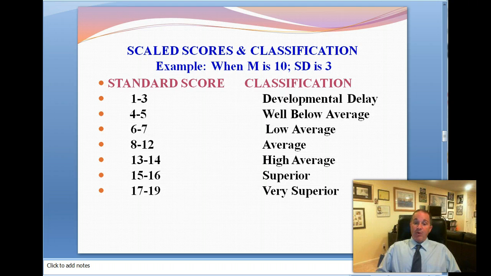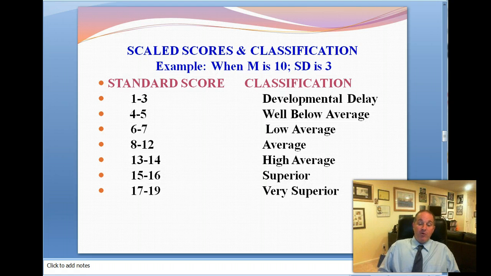And you can see on the PowerPoints here that when you have a standard score or a scaled score, it can be either or, where you have 1 to 3, that's considered a developmental delay, 4 to 5 is well below average, 6 to 7 is low average, 8 to 12 is average, 13 to 14 high average, 15 to 16 superior, and 17 to 19 very superior.